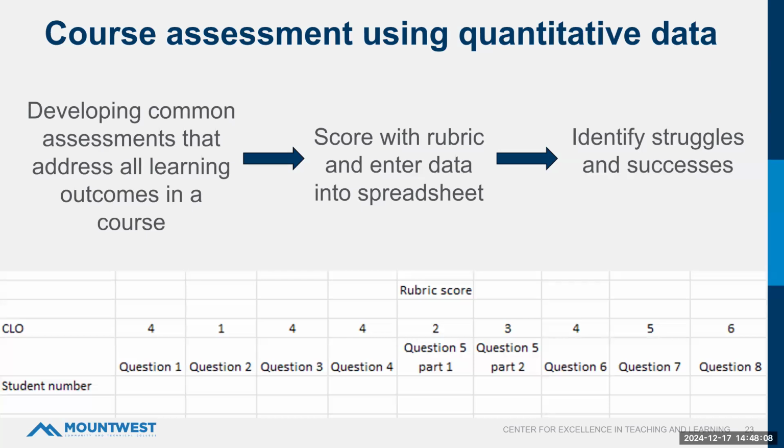So in biology, what we're doing for a lot of our courses, especially courses that have multiple sections, is developing common assessments that can be given to every section. All the students in those sections will complete those common assessments. We developed rubrics that allow us to very quickly score those common assessments. And then we have a shared spreadsheet where we can all enter our data. And each question is linked to a particular learning outcome in our courses.